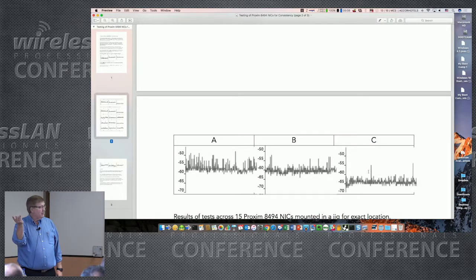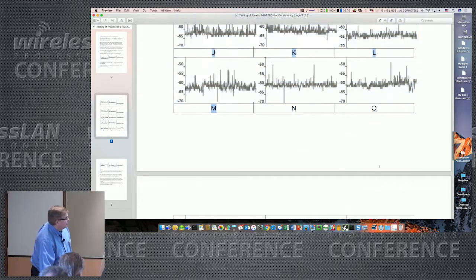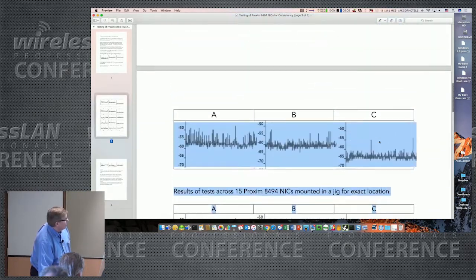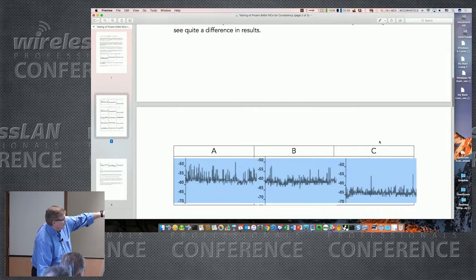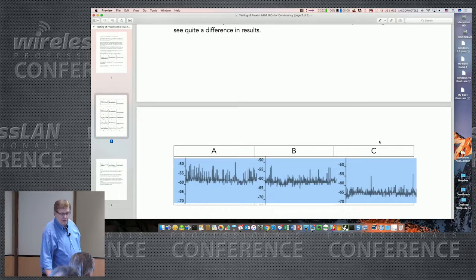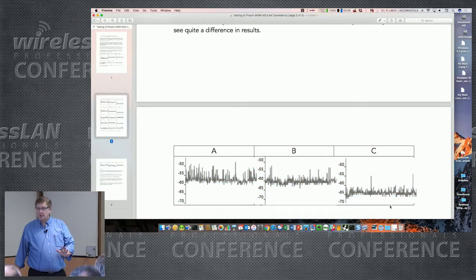Now it's C, which used to be in position A. So here, number 1 was in the A slot. Here, number 1 was in the C slot. Pretty obvious that now we have, oh, it's that NIC. It's not the position.